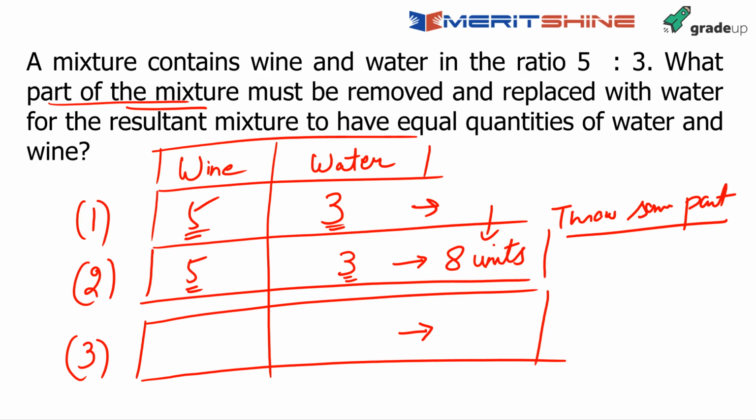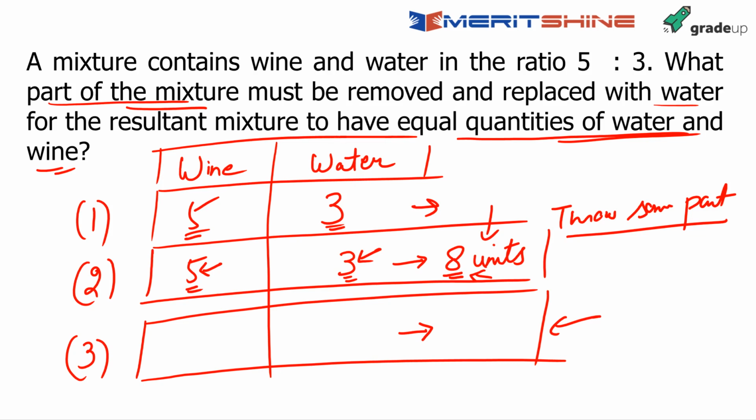Now just listen to me very carefully here. I would assume that at this second stage I have got 8 units in all. It means that you can assume this was 5 units of wine, 3 units of water at the second stage. I can assume any number, so I am assuming 8 units here. It means that when I move forward I have to equate them. What is my objective here? Replaced with water for the resultant mixture to have equal quantities of water and wine. I have to make water and wine equal.